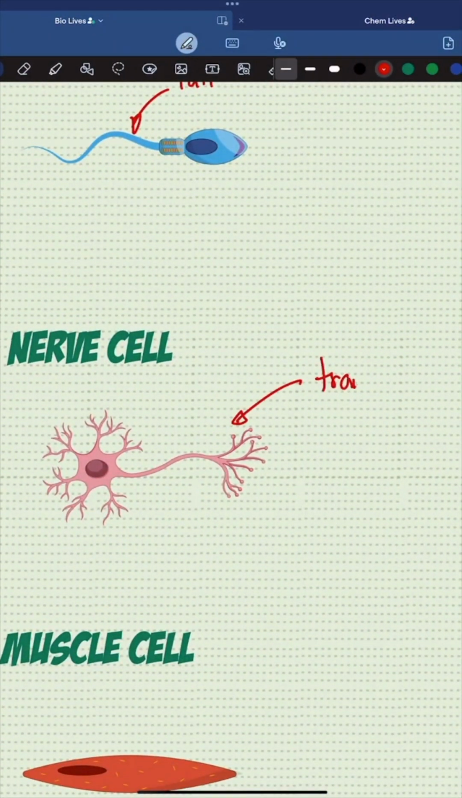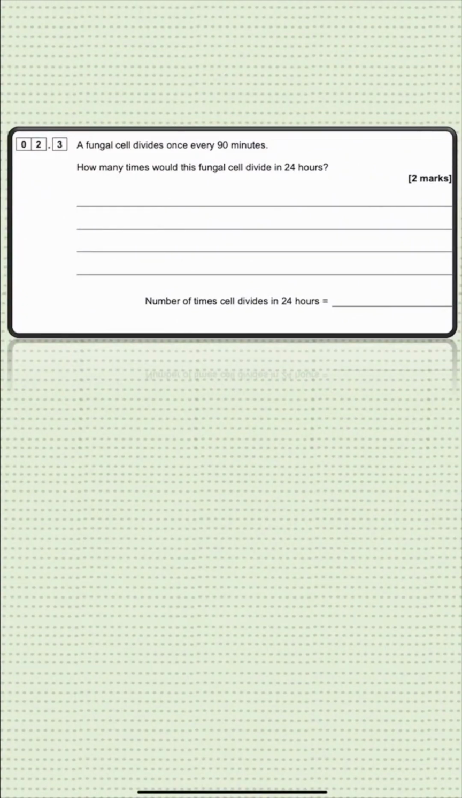Nerve cells transmit electrical impulses around the body. All right, next question. Now we've got an exam question. Again, I think this question was from 2 years ago. A fungal cell divides once every 90 minutes. How many times would this fungal cell divide in 24 hours?